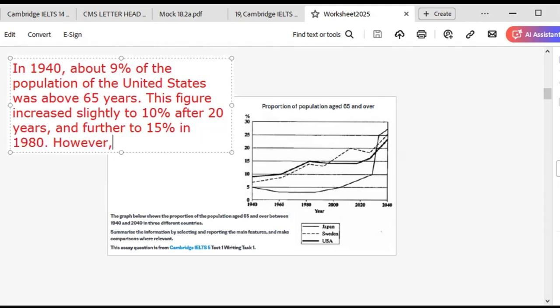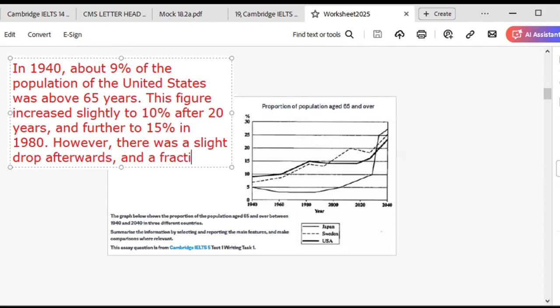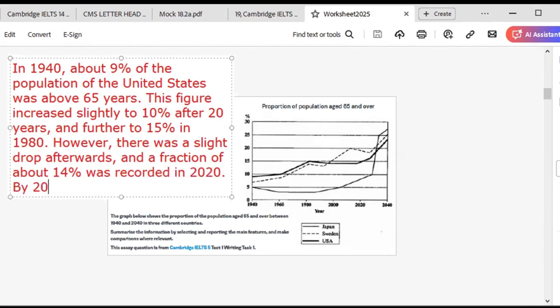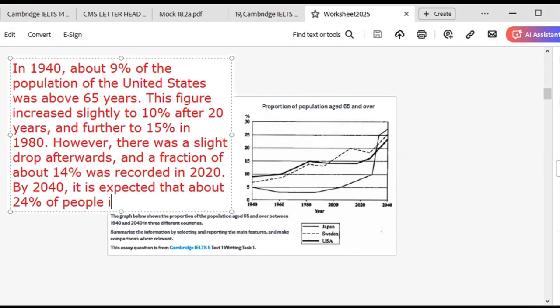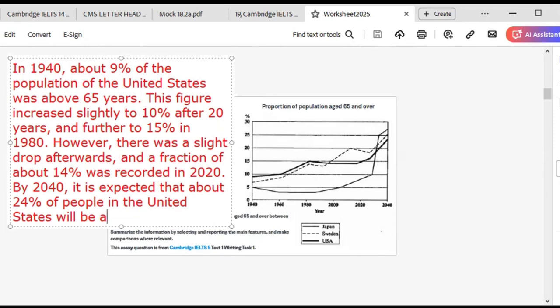1980. However, there was a slight decline. There was a slight drop afterwards. And a fraction of what? About 14% was recorded in what? 2020. By 2040, it is expected that, let's say 24%, that about 24% of people in the, I'm trying to vary my vocabulary, of people in the United States will be what? 65 years and above.